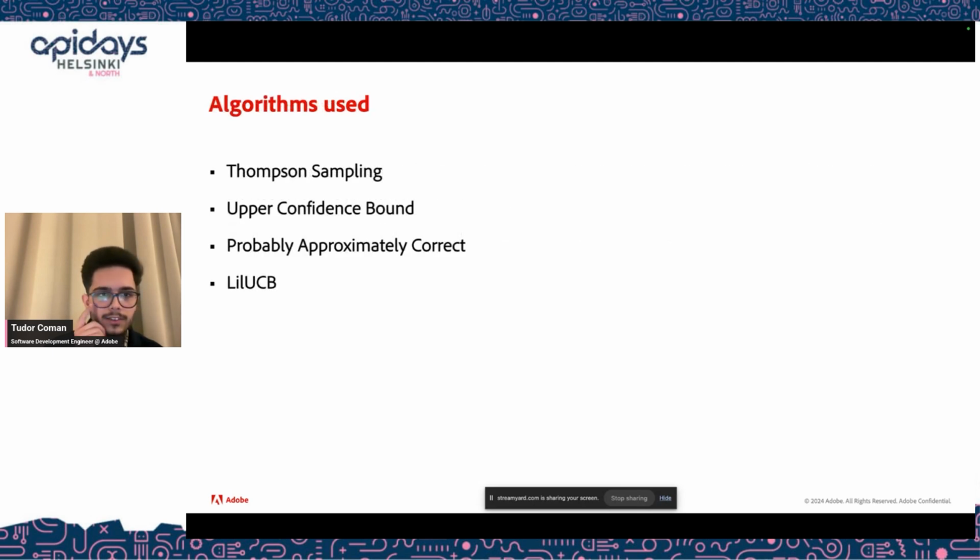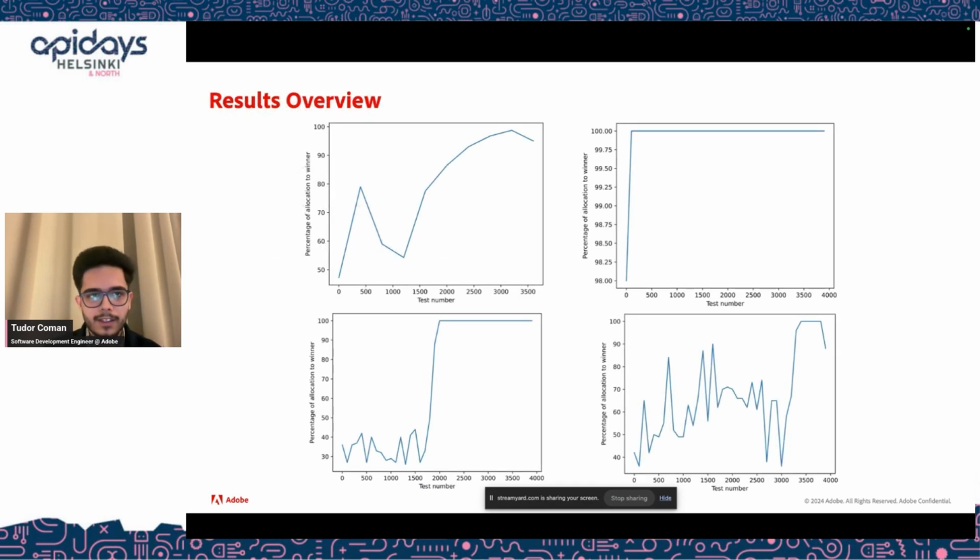And here's a list of the algorithms that we used. I will not get very much into detail. I'll provide some resources if you are more interested in delving into the specifics of these algorithms. But here is a result overview of the algorithms. As we can see, we have some plots, and we basically wanted to show the percentage of allocation to the winning variant, which was the first one with the 6% conversion rate. And we wanted to see how these bandits performed.